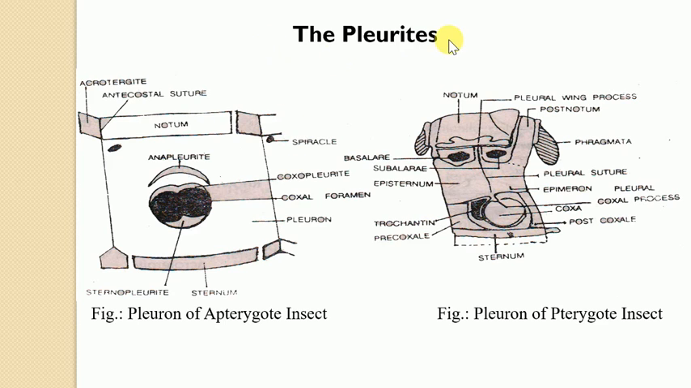So this is about the pleurite, and with this pleurite we have completed the thoracic exoskeleton. Exoskeleton in the sense of the external sclerotic plates which form a compact box-like part of each respective thoracic segment. So this is about the thoracic skeleton.